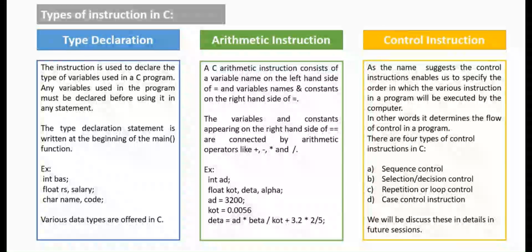Basically, there are four types of control instruction in C. Number 1, sequence control. Number 2, selection or decision control. Number 3, repetition or loop control. And number 4, case control instruction. We'll be discussing these in detail in a future session.